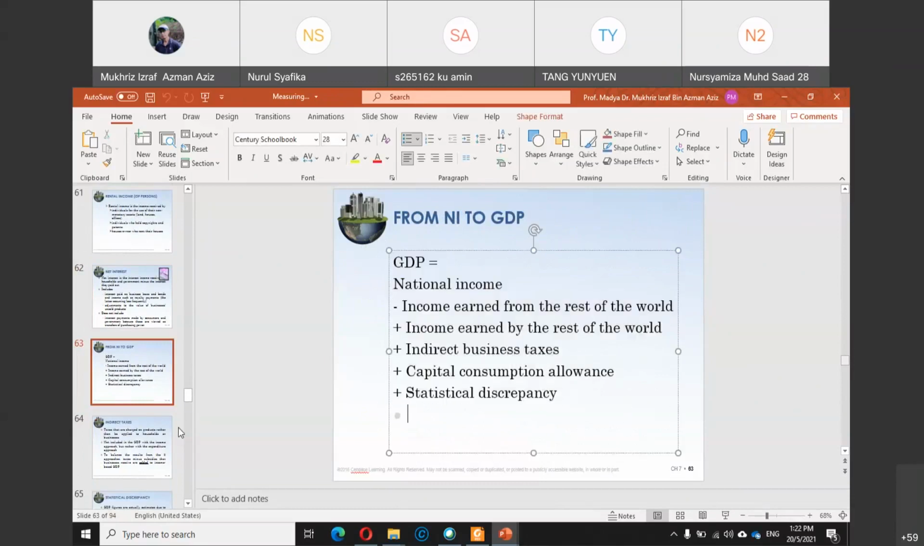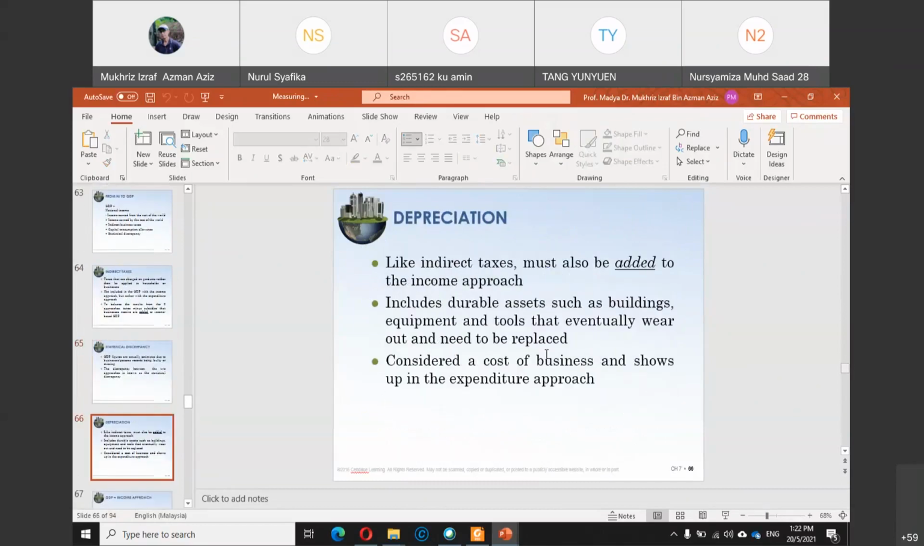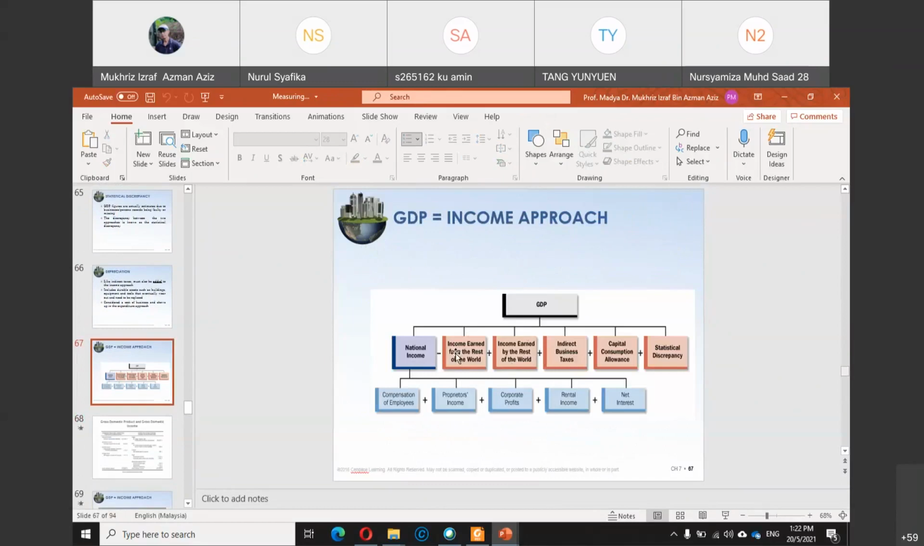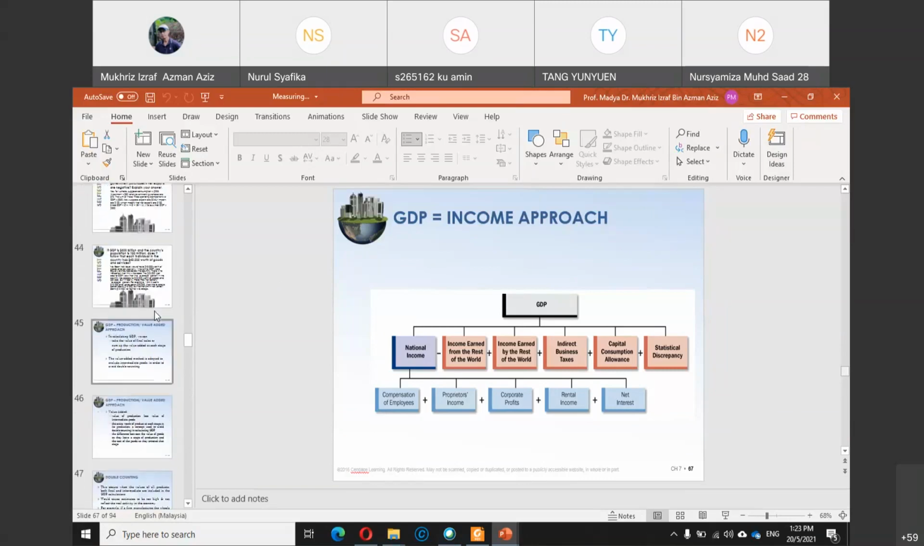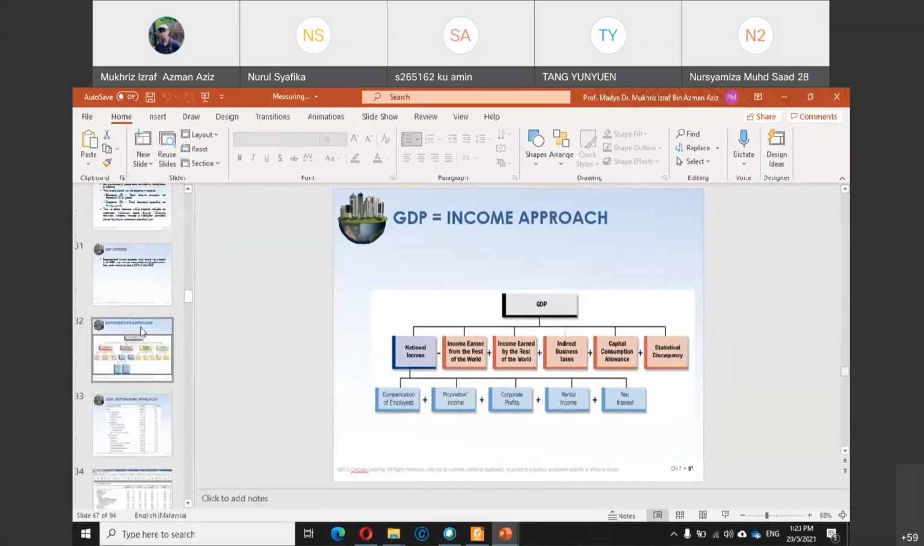This is on slide number 63 in your OL. And this is just the summary that you can see here, which sums up the components that usually belong to the income approach. As long as you can differentiate between this and the expenditure approach, which we already discussed last Monday, when I showed you that summary slide, this one.